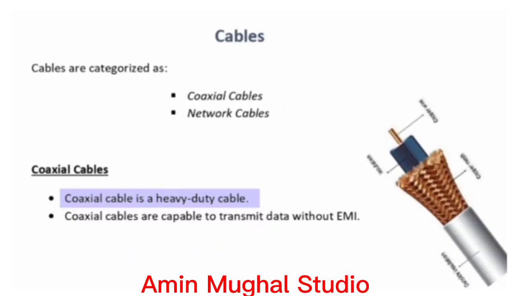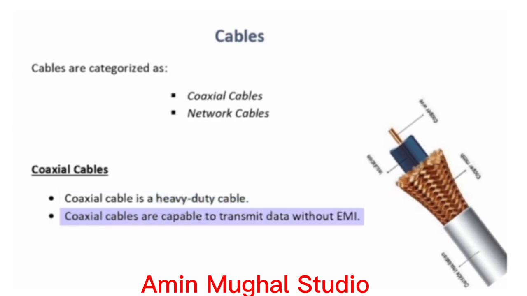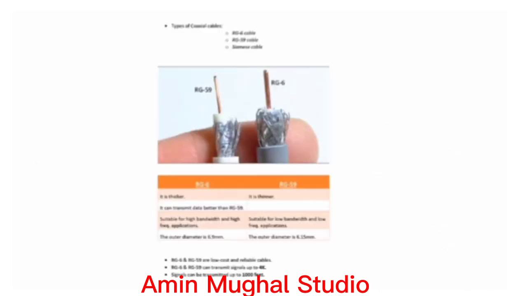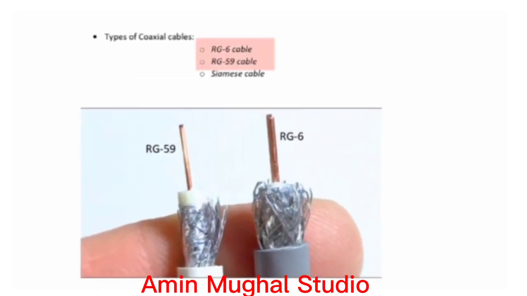Now here is the important point regarding coaxial cables: these cables are capable of transmitting data or signals without electromagnetic interference. As a result, coaxial cables are capable of transmitting high frequency signals without any loss, or you can say with very low losses. Now we are discussing two types of coaxial cables that are very popular in the CCTV system, RG6 and RG59. Now let's talk about RG6 and RG59.